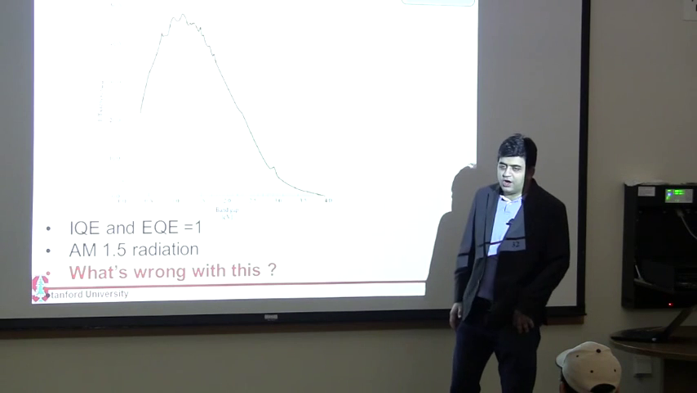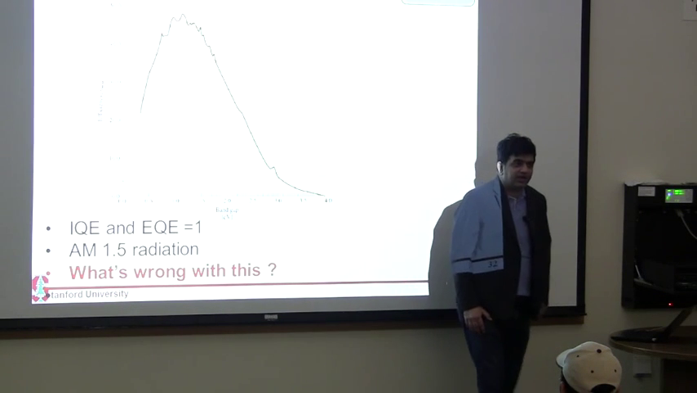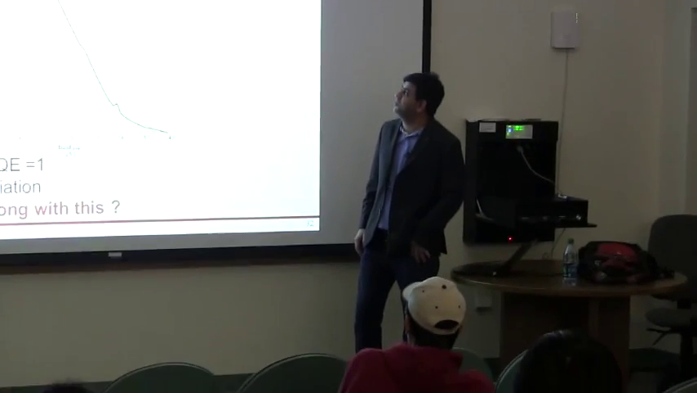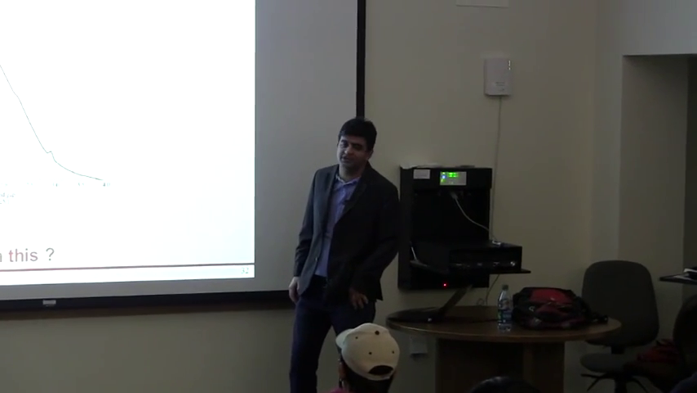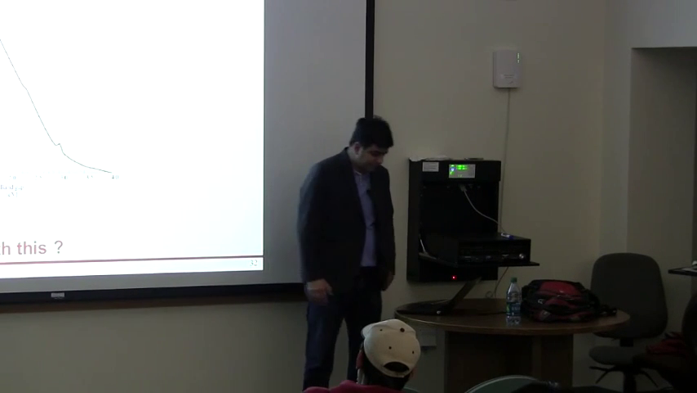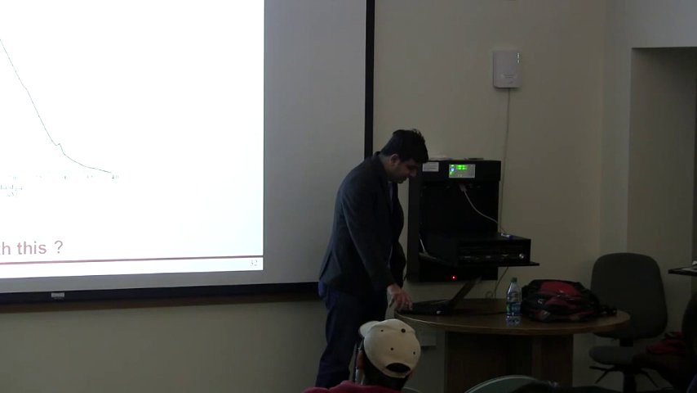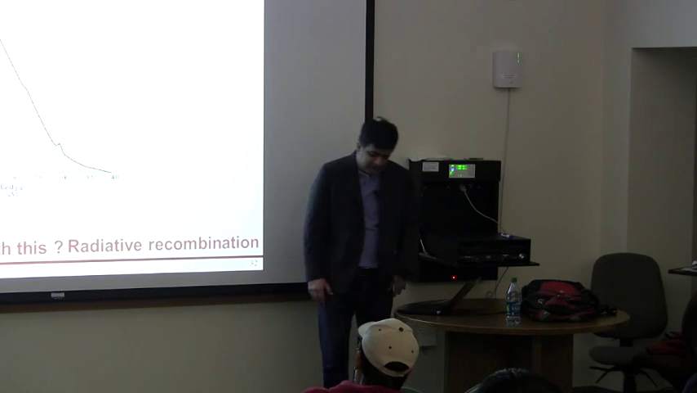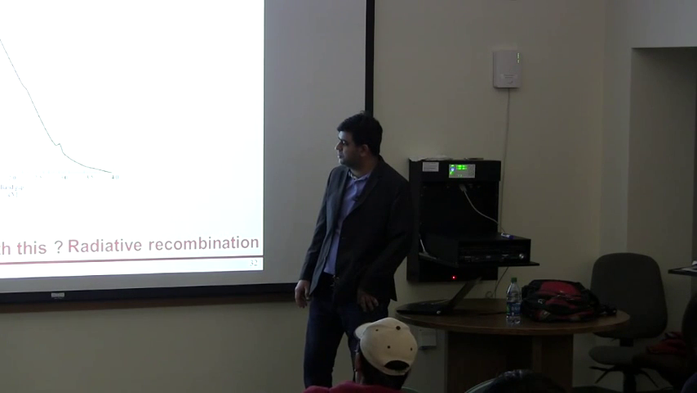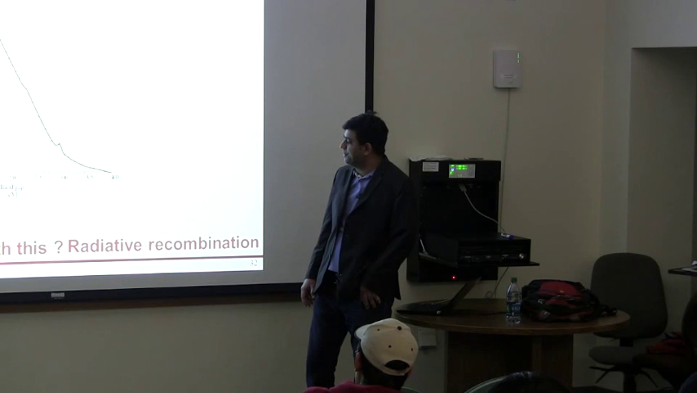But what's wrong with this? I know for sure that you don't get 50% efficiency with a one material solar cell, right? So what's wrong? The prime thing that I missed is that I assumed that for every photon that I absorb, I essentially convert it into these electron hole pairs.